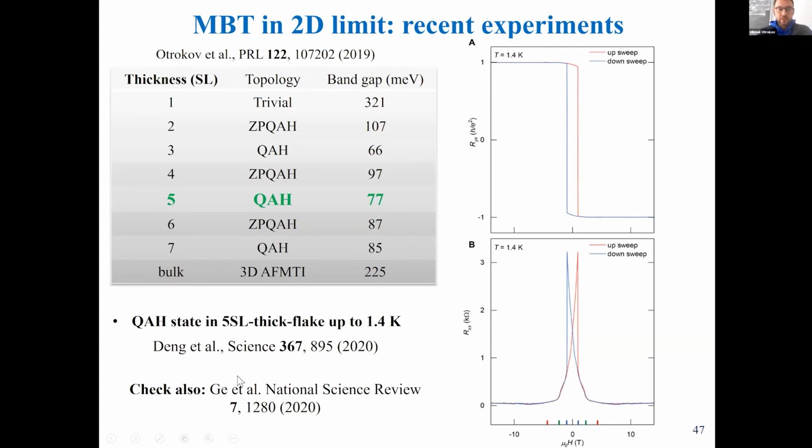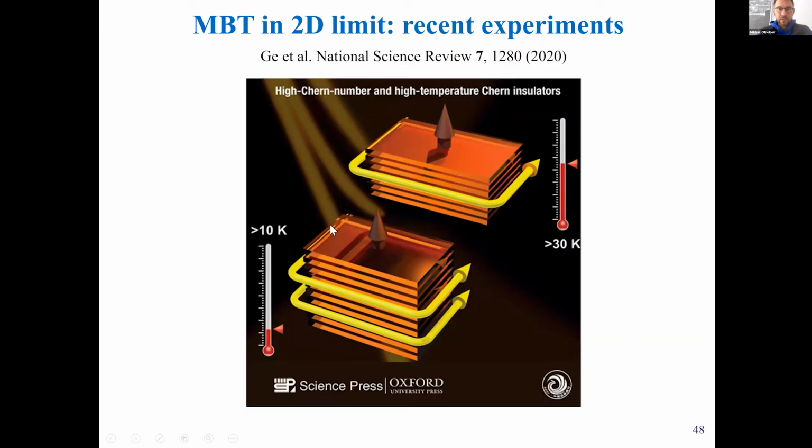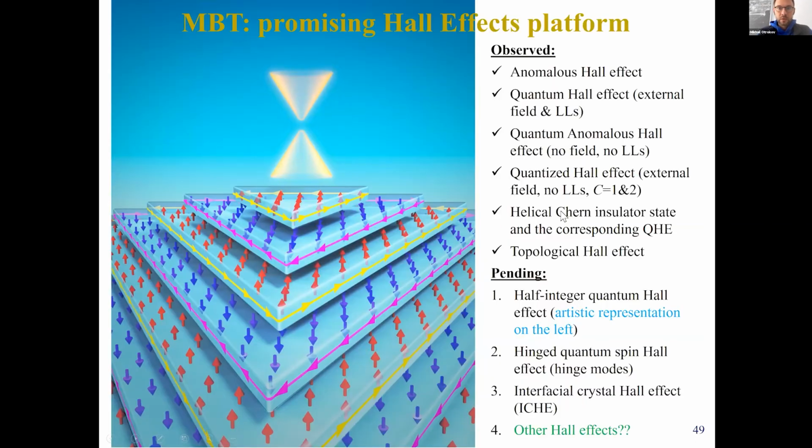I would also like to highlight this publication, actually in the following slide, where the Chern number equal to 2 state is reported under magnetic field up to 10 Kelvin. This is an impressive result. And Chern number equal to 1 is also reported up to 30 Kelvin. So manganese bismuth telluride appears to be a very promising platform for the observation of a number of Hall effects.